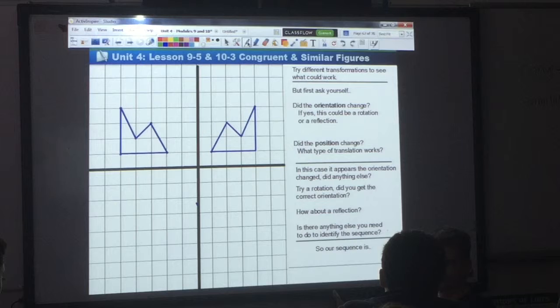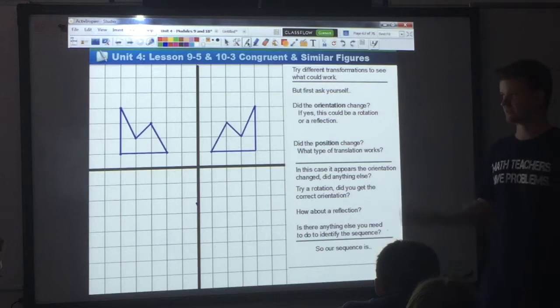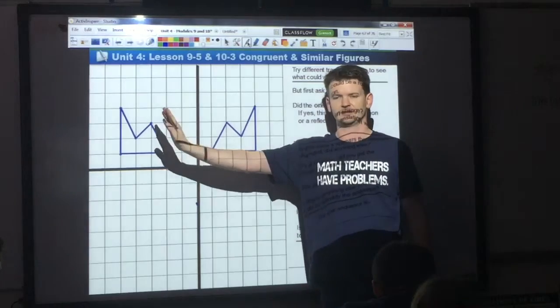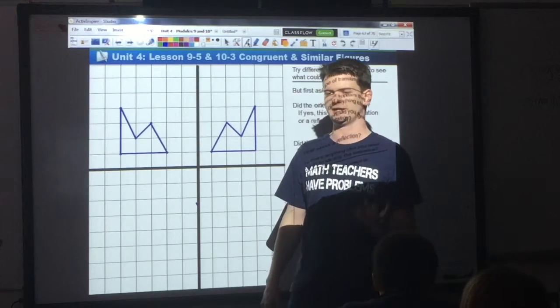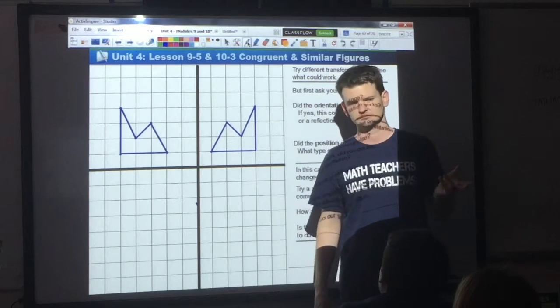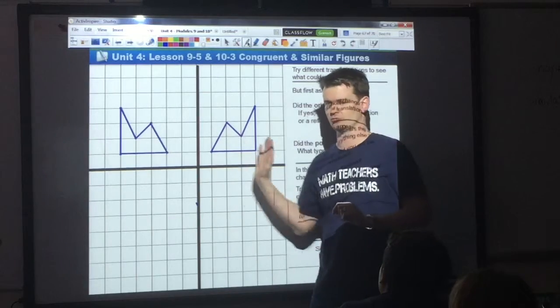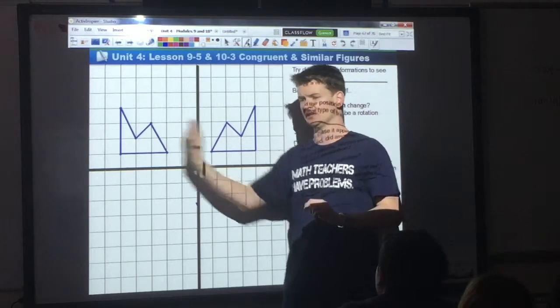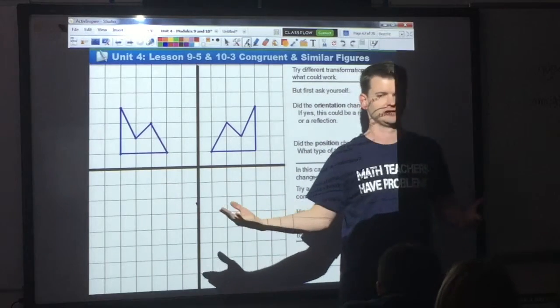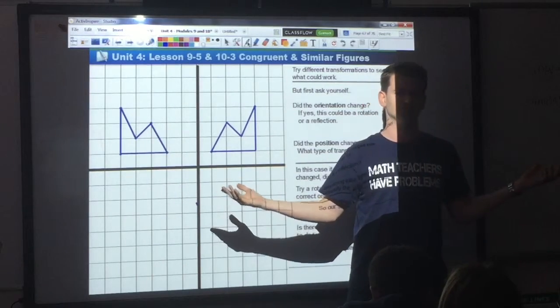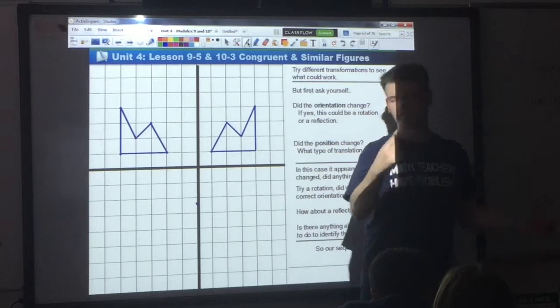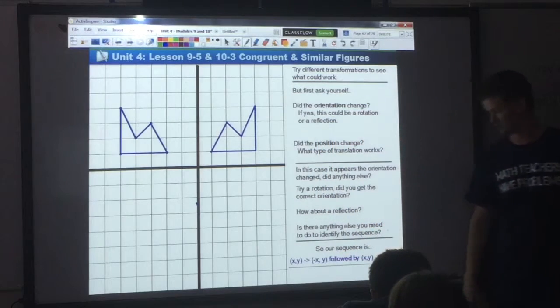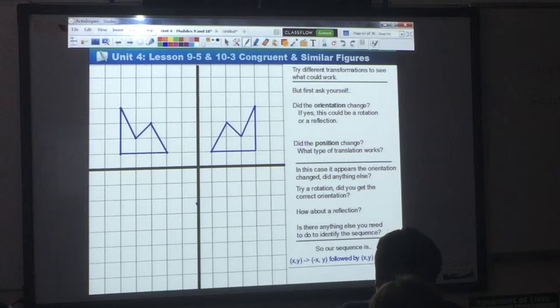Negative x comma y. Good. And what was the second thing we did? Translation. Translated it one unit left. When we go one unit left, is that going to change the x or the y? The x, because this is the x-axis, we're moving left to right. So if we're moving left, is that adding or subtracting from the x? Subtracting. How many units did we move? One. So we're subtracting one from the x.